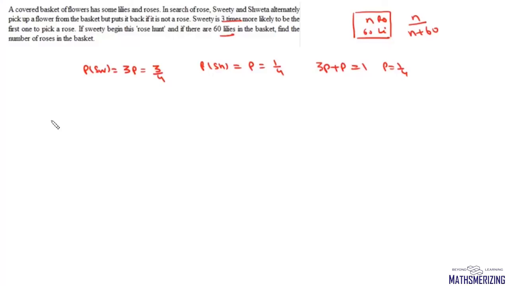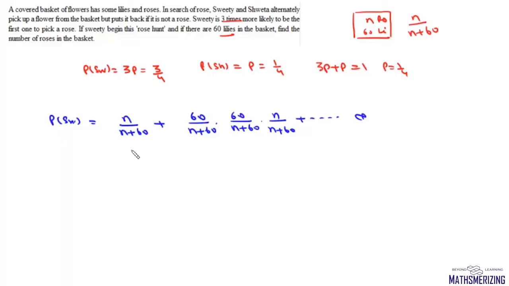Now if Sweetie begins this rose hunt, then the probability of her winning will be: she gets a rose the first time, which is n upon n plus 60, plus now she doesn't get it, so it will be 60 upon n plus 60. Shweta also doesn't get it, 60 upon n plus 60, and then she gets it the third time, so it will be n upon n plus 60. Now I'll continue up to infinity. So this is the probability of Sweetie getting a rose or winning the race, and this probability is 3 by 4. Now this is nothing but an infinite GP.